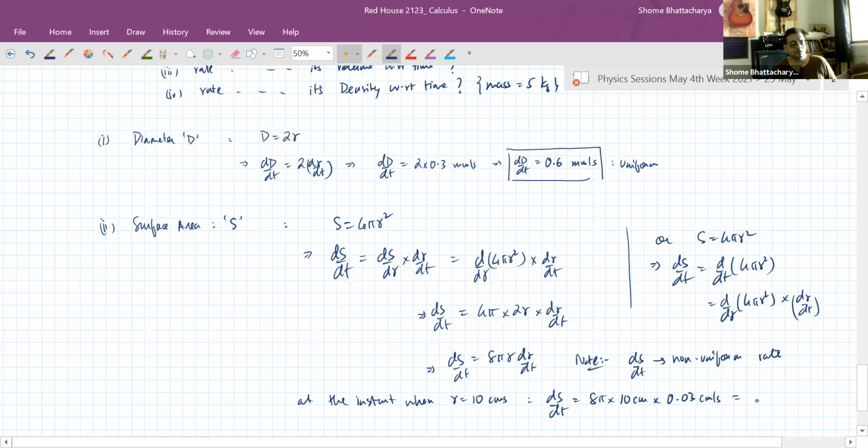So this will become how much? 0.3 into 8, so 2.4 pi centimeters square per second. Okay. And if I want a more exact answer, I can just substitute pi also as 3.14, or I can leave the answer this way, it's fine.